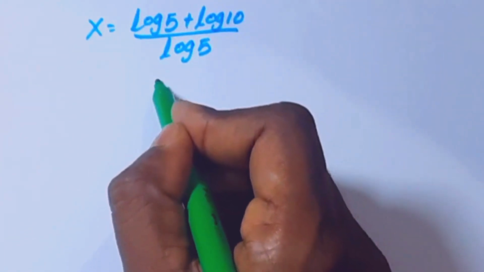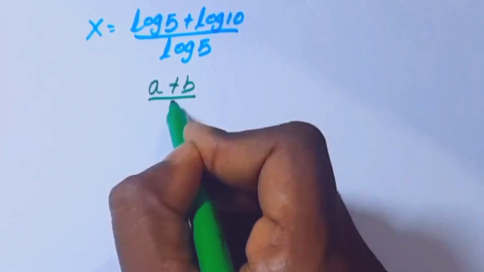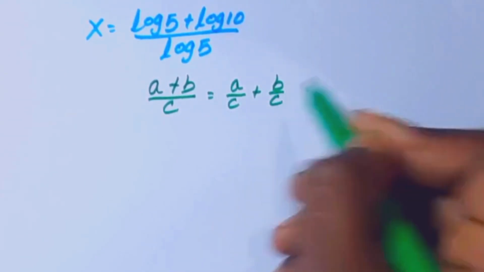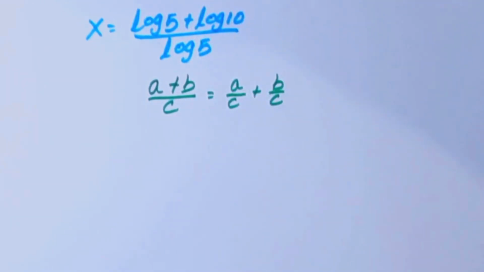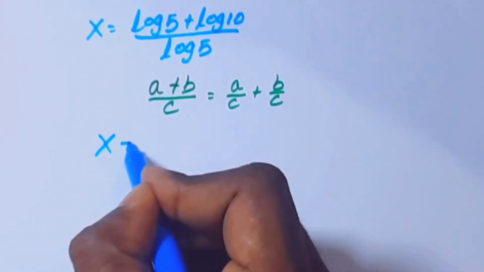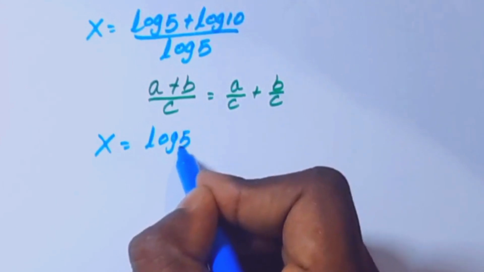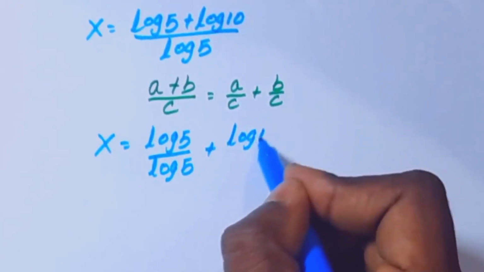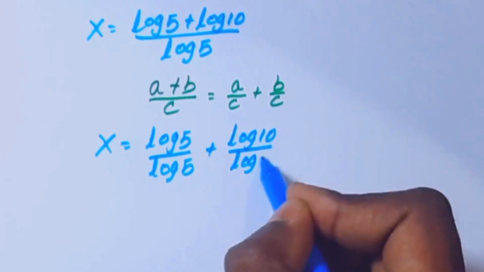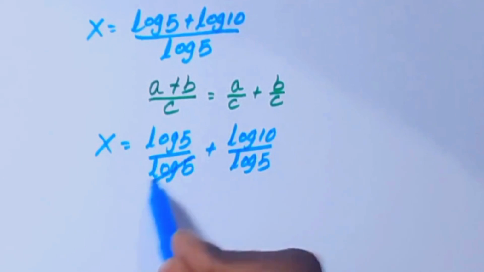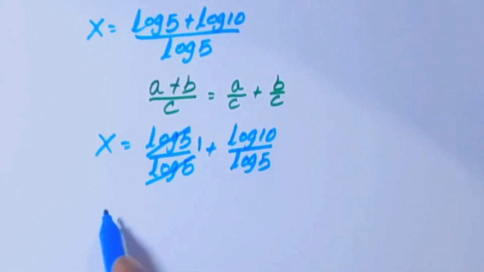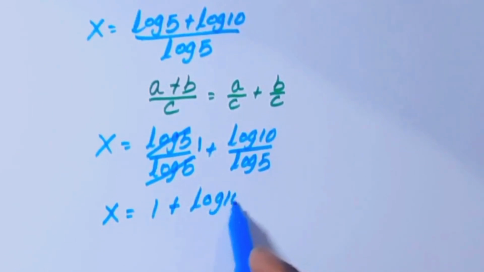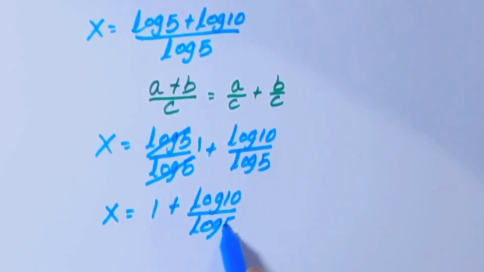Now we are going to write (a plus b) by c equal to a by c plus b by c. We are going to apply this here. So we'll get x equal to log 5 by log 5 plus log 10 by log 5. So this log 5 cancels this. So here 1. So x equal to 1 plus log 10 by log 5.